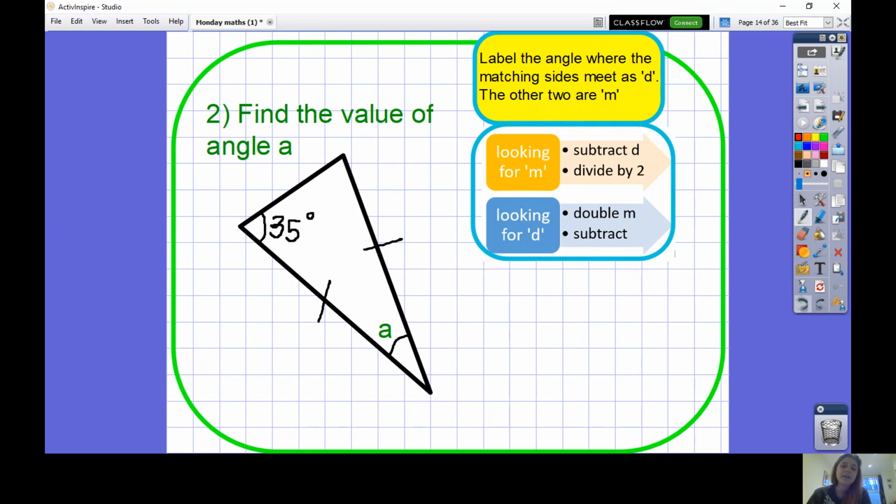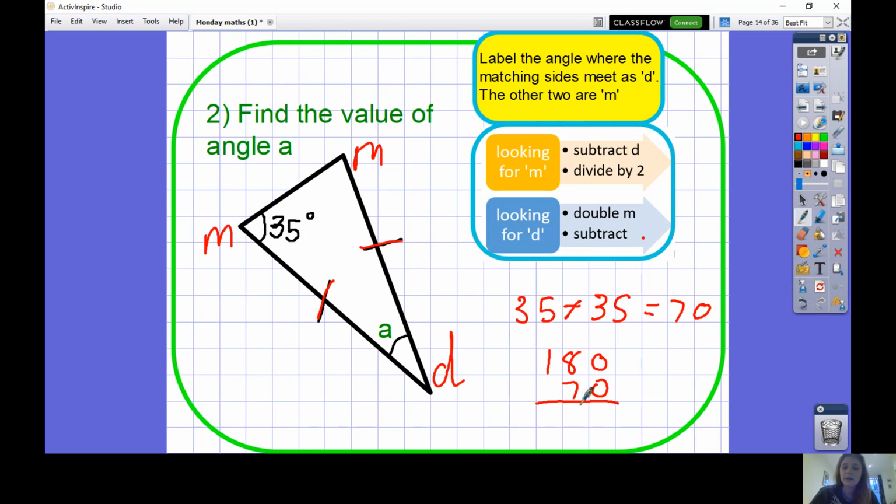Okay, so the first thing you needed to do was identify what angle you're looking for. I can see these are the two equal sides and they meet down here at angle D. Therefore, these are my matching angles. I follow my steps then. 2 times matching, so that's 35 times 2, or 35 add 35, giving me 70. And then step 2, subtract. 180 take away 70 is 110 degrees. Again, I know that doesn't look like 110 degrees, but these triangles are not drawn to scale.